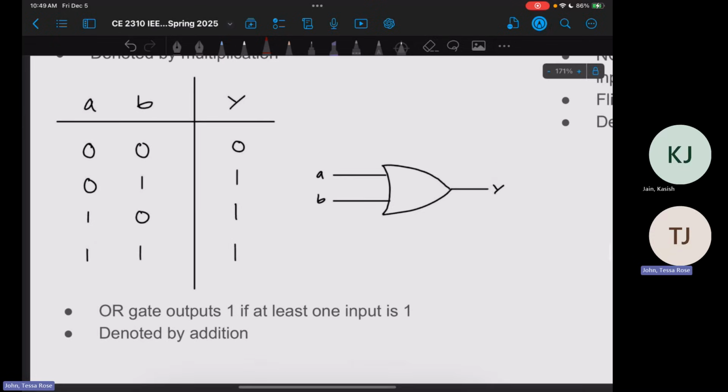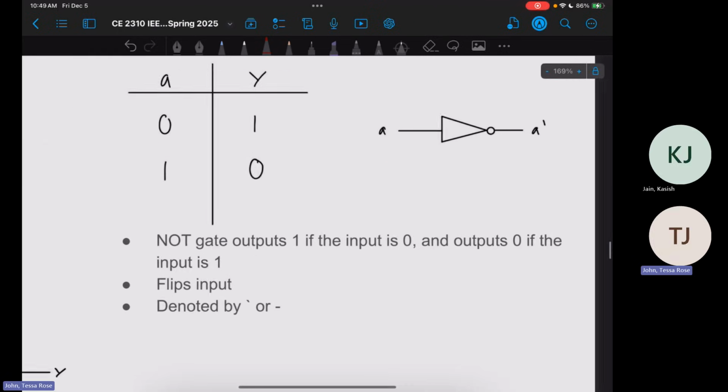This is the OR gate. It's denoted by addition, and OR gate outputs 1 if at least one input is 1. So on these two, since at least one input is 1, the output will also be 1. And it has a curved line right here.